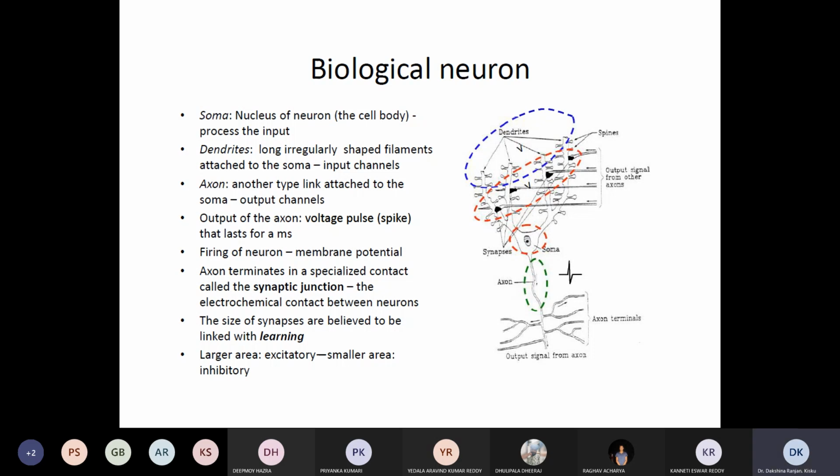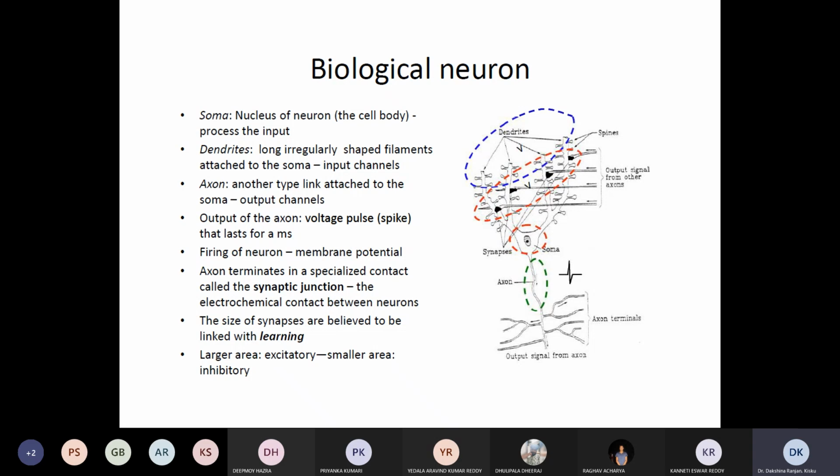An axon here terminates in a specialized contact which is called the synaptic junction. The electrochemical contact which is made between neurons happens through this synaptic junction. The size of synapses is believed to be linked with learning. So when the learning happens, these synapses carry the electrochemical information between neurons.